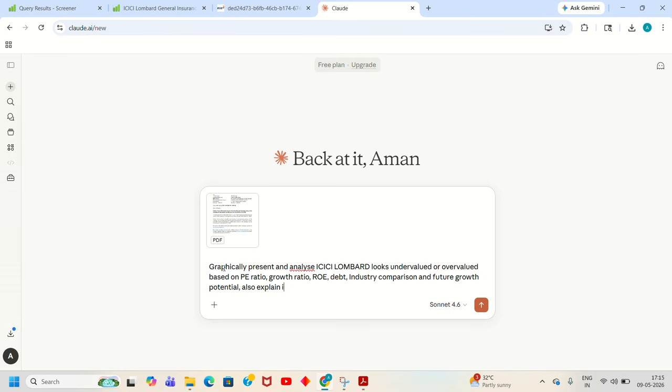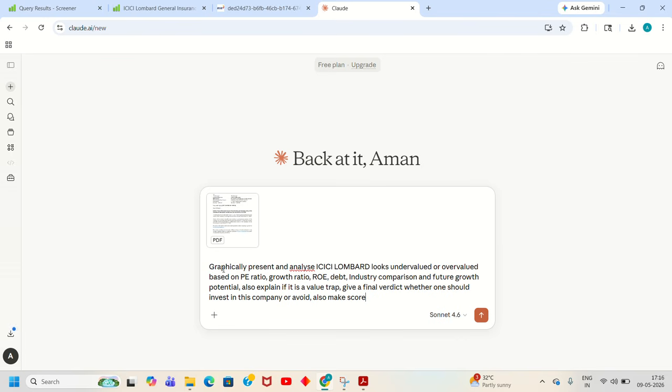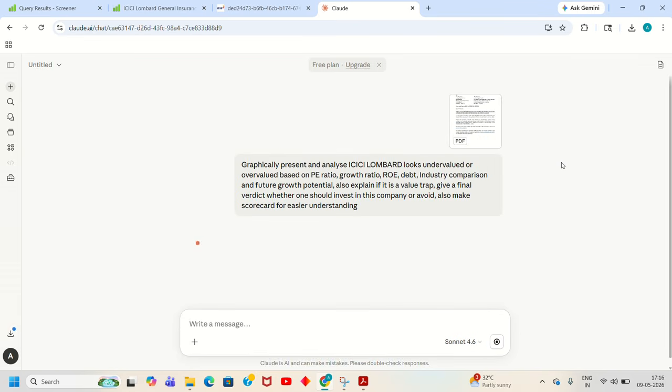Also explain if it is a value trap. Give a final verdict on whether one should invest in this company or avoid. Also make a scorecard for easier understanding. So this is the in detail prompt that we had written, and also we had attached the last concall file so that it can easily analyze it and give us the most appropriate response.